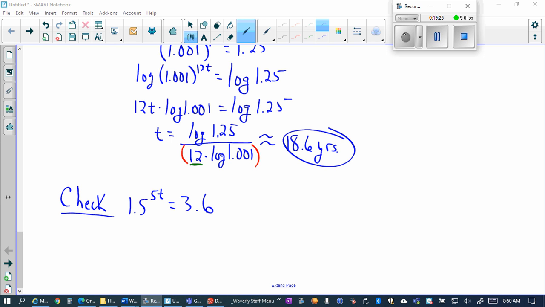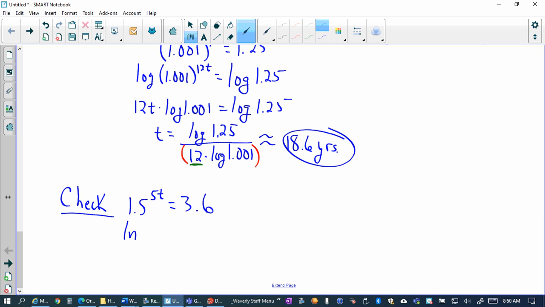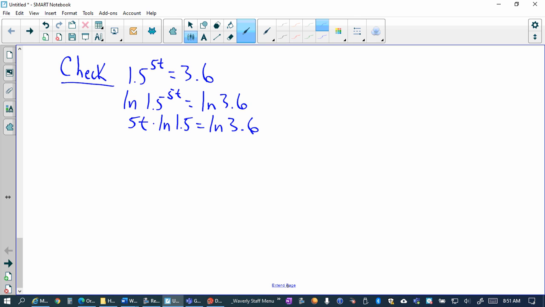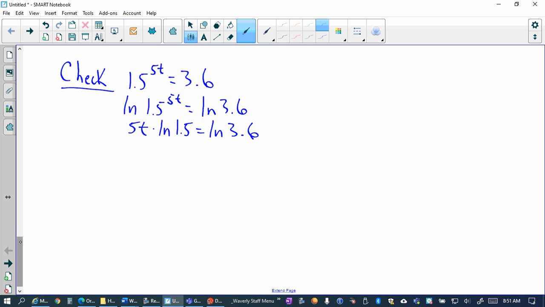Let's take the natural log just for something different, right? So let's try the natural log, see if this works out, of 1.5 to the 5t will equal the natural log of 3.6. Okay, not to confuse you, but we can use a log of any base, right, and use the exponent property and get the answer we need. So again, the exponent comes out to the front, 5t times natural log of 1.5 equals the natural log of 3.6. Now we just divide both sides by 5 natural log of 1.5.